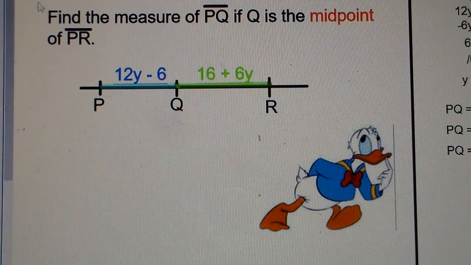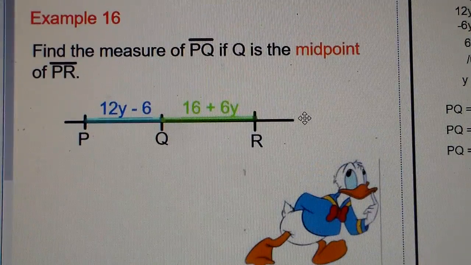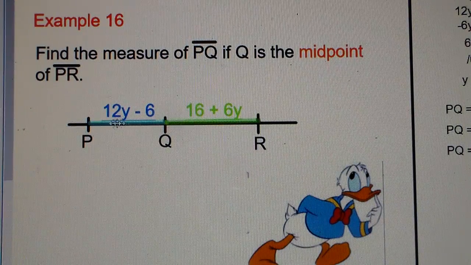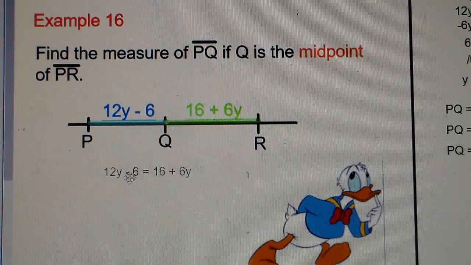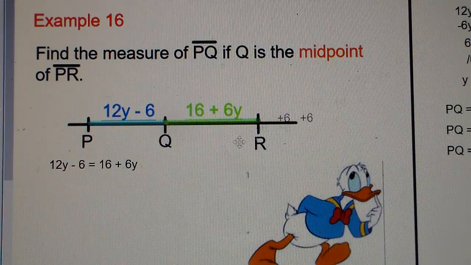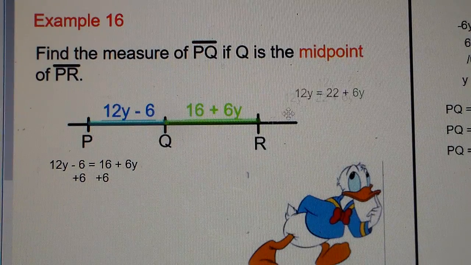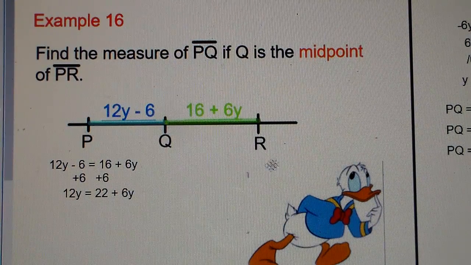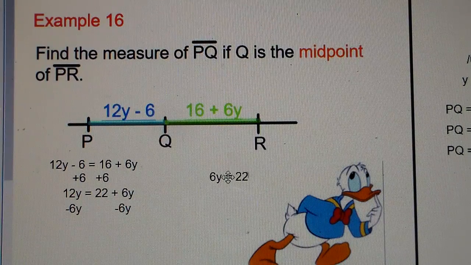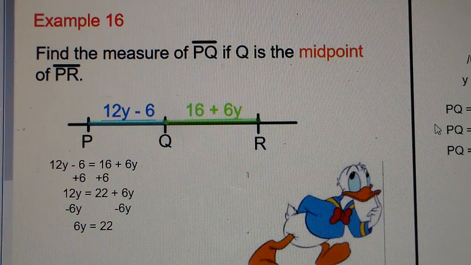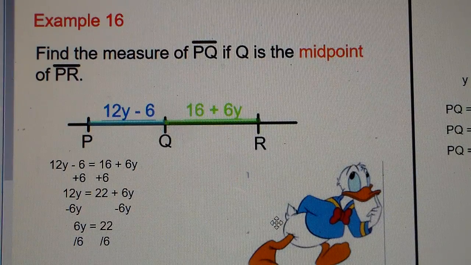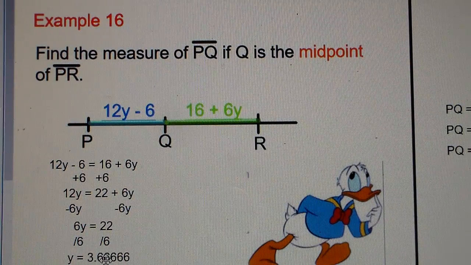Example number 16. Same style. We know Q is in the middle of PR, so these two line segments, these two lengths, are equal to each other. So 12y minus 6 is equal to 16 plus 6y. You add 6 to both sides. You get 12y is equal to 22 plus 6y. We subtract 6y from both sides. So we get 6y is equal to 22, because 12y minus 6y is 6y. We divide by 6 on both sides, and we get y is equal to 3.6 bar notation.